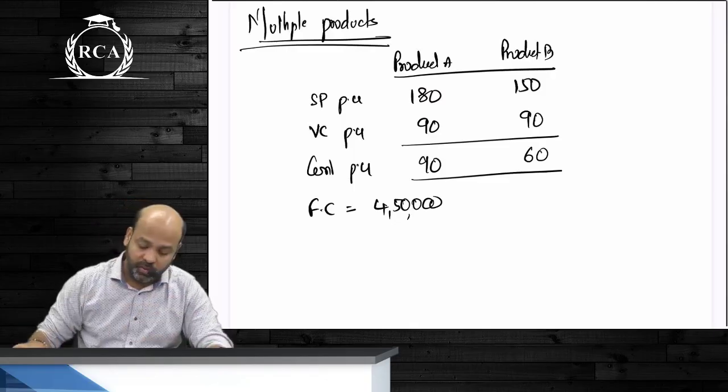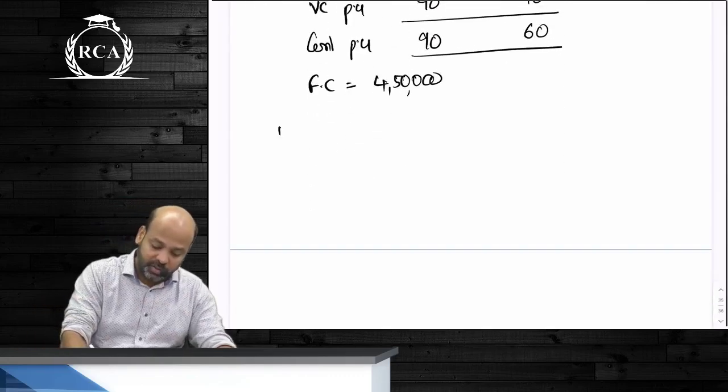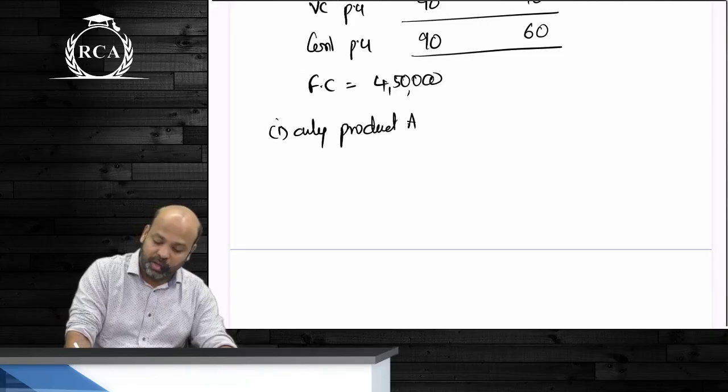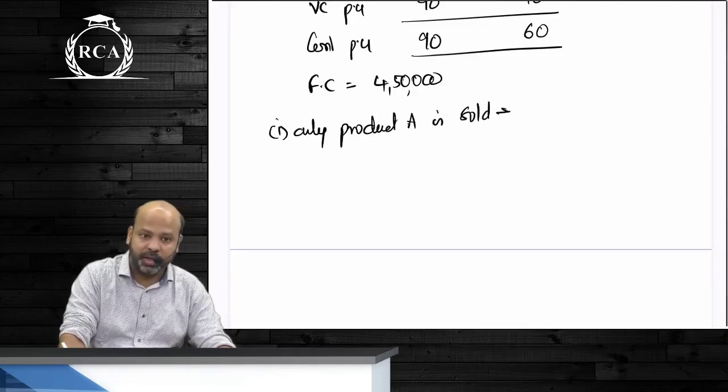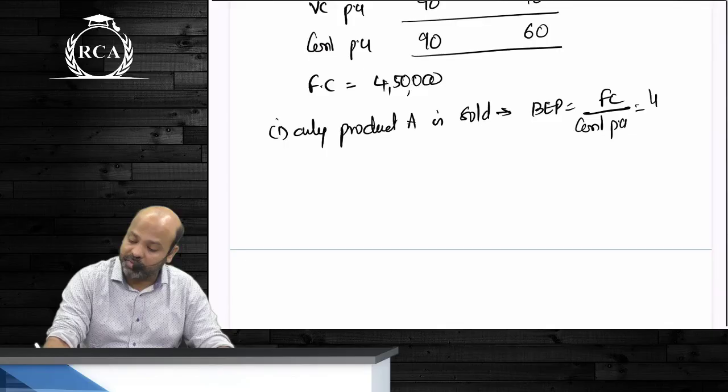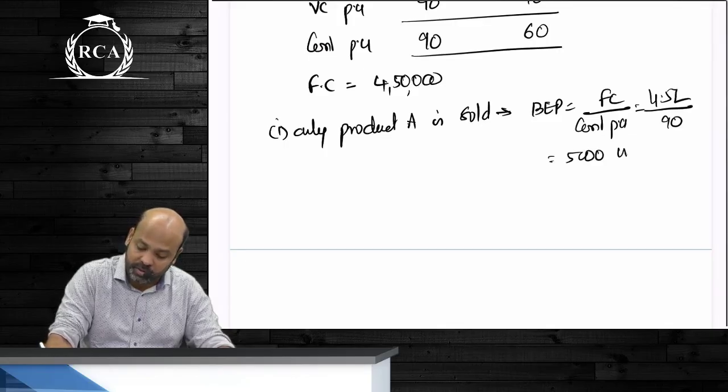Now whatever we did so far guys, in case only product A is sold, only product A is sold guys, what will be the amount of your break even point beta? You will write fixed cost divided by contribution per unit. You know that you have to recover a fixed cost of 4,50,000 divided by 90, that will be 5,000 units.